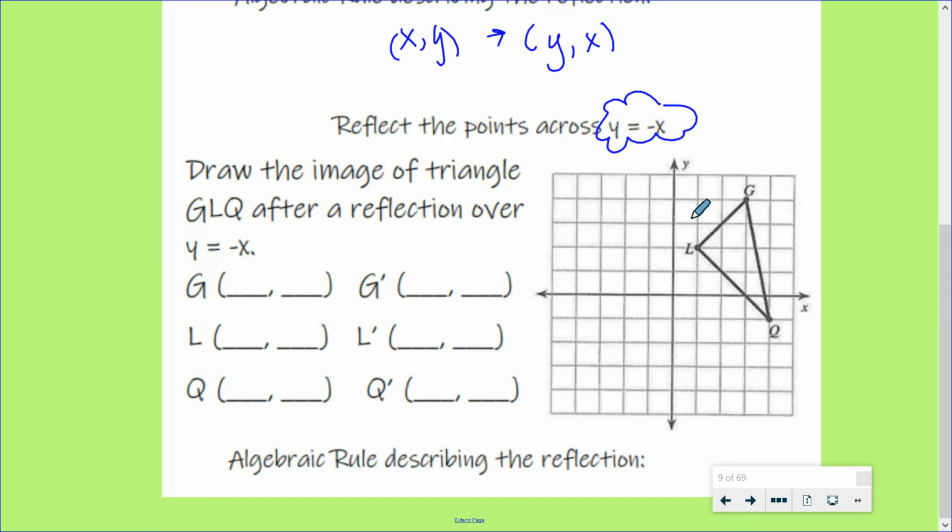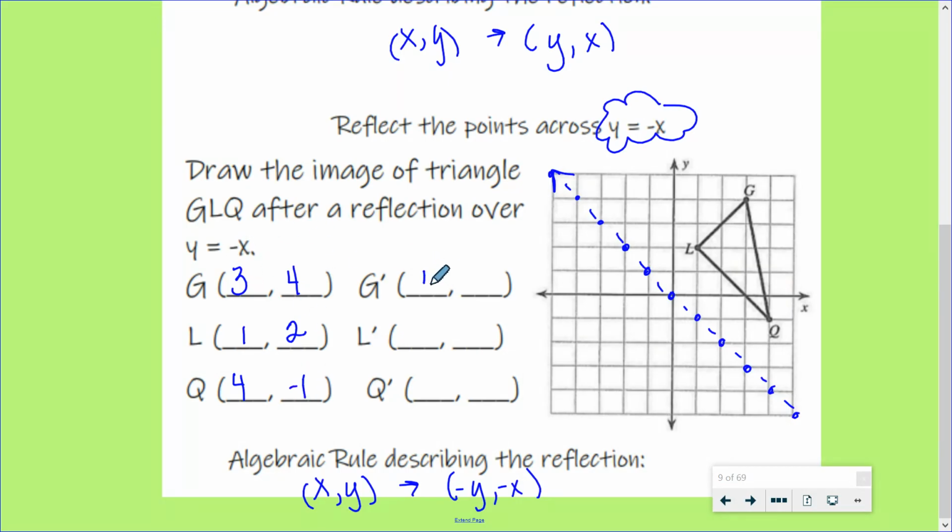All right, let's see how you did. So I'm going to start by drawing my line of reflection. Because it is a negative x, our slope is negative 1, so it's going to go up 1, left 1. So here is my line of reflection. And we know that the rule that describes this is going to be switch the x and y coordinates and make them opposite. So first let's name G. Looks like G is going to be 3, comma 4. L is going to be 1, comma 2. And Q looks like it's 4, negative 1.